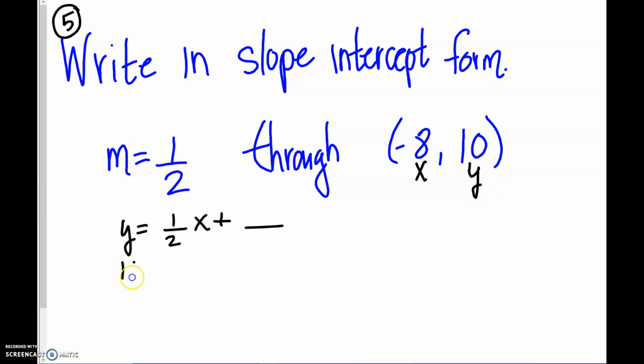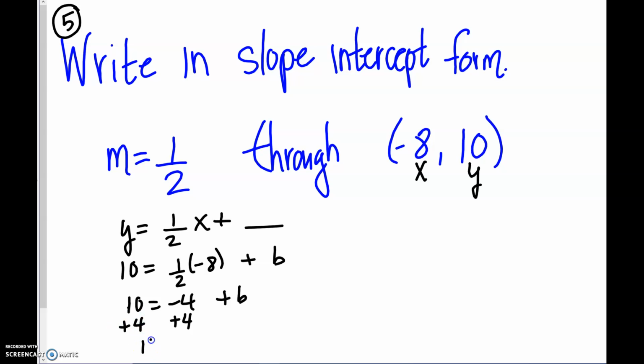So in place of y, we're putting a 10. In place of x, we're putting a -8. And we are going to solve for b. So 10 equals 1/2 of -8, so use your calculators, but half of -8 is -4. And now to solve this, that says minus 4, so we're going to do the opposite operation, and we're going to add 4. So we get 14 equals b. So now we're going to go fill in this blank and put in a 14.